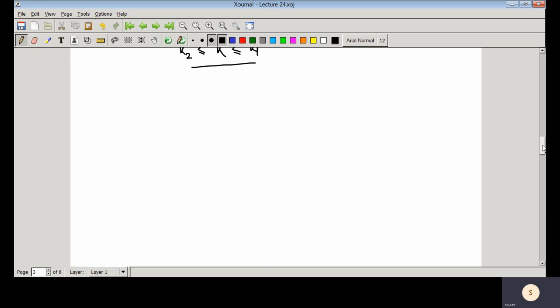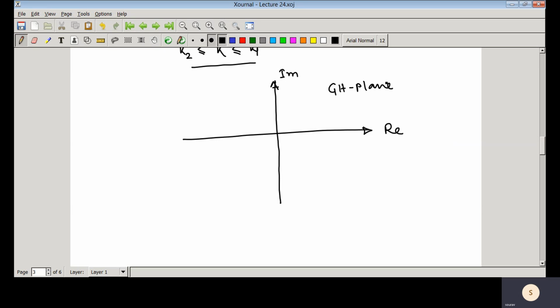So now let us see, whenever you have multiple gain crossover frequencies, how to handle that situation. Again, this is the real axis, and this is the imaginary axis, and this is the GH plane. Suppose we have drawn one unit circle, because we need to find the gain crossover frequency. This is the critical point, and suppose your plot is like this. Here we can see there are 3 points where it crosses the unit circle.